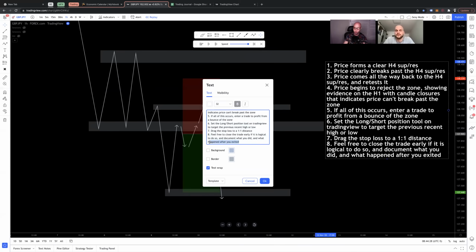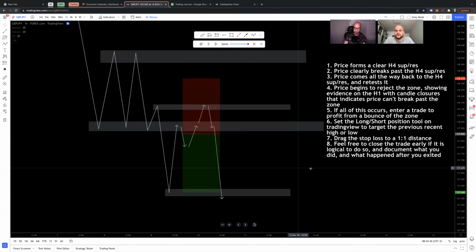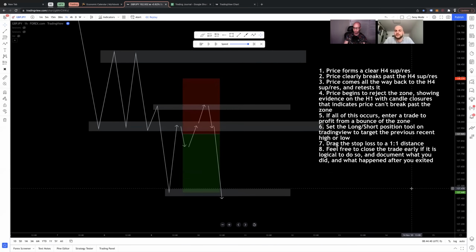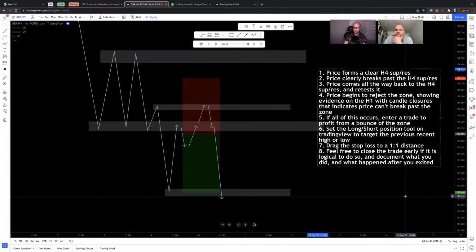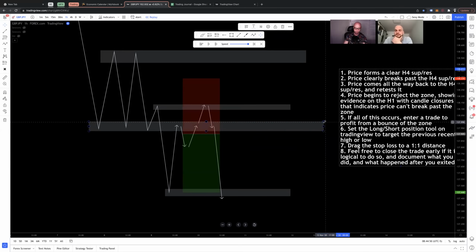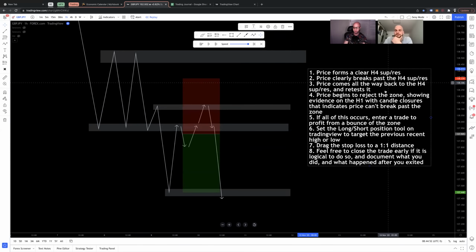Document what you did and what happened after you exited. Does this make sense? Yes, yes. So you're going to document every trade, right? Mm-hmm. And you're going to take only trades that specifically meet this trading criteria, right? Mm-hmm. Are you against doing this? No, no, no, no. I'm just gonna be a robotic machine, man. Okay, perfect. You be a robotic machine when it comes to your trade entry.